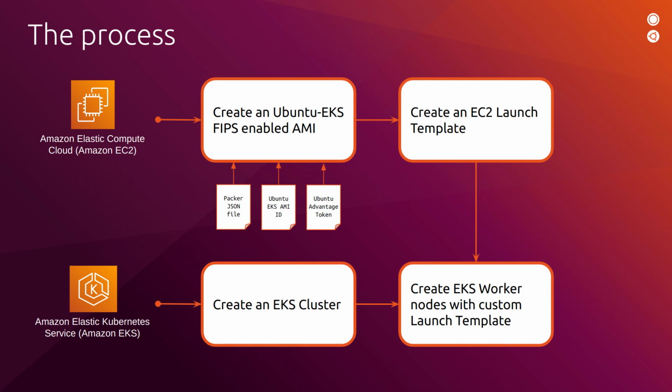So in general terms, in order to make this work, we need to get an Ubuntu EKS AMI, attach our Canonical token, I'm going to show you how, then enable FIPS mode and save this AMI, because this AMI is going to be used for creating the cluster and launching the worker nodes after. Okay, so let's get started.